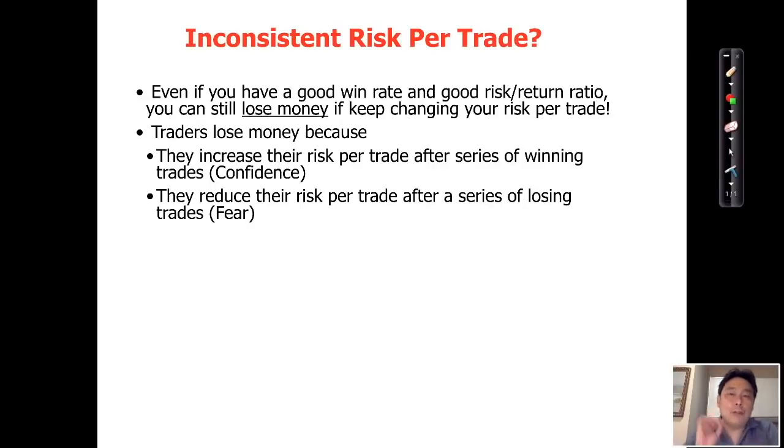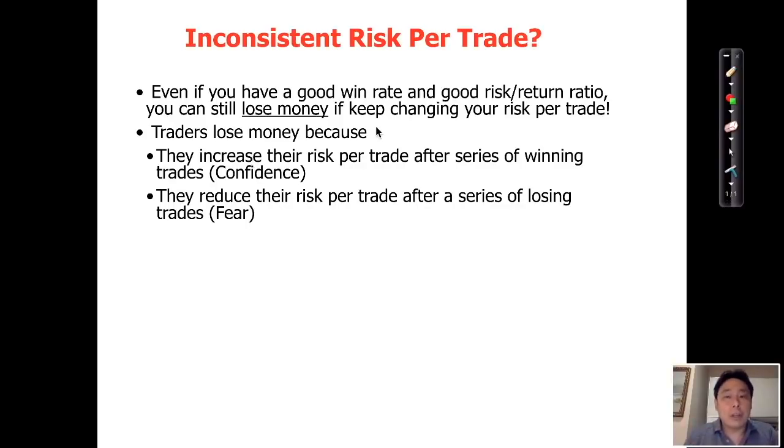Another reason why many traders are not profitable is because they have inconsistent risk per trade. What it means is they keep changing the risk they take for each trade. For example, they're more confident, they risk more. They are less confident, they risk less. And this always leads to inconsistent results. So I'm here to tell you something. Even if your trading system has a good win rate and a good risk to return ratio, you can still end up losing money if you keep changing your risk per trade based on your emotions.